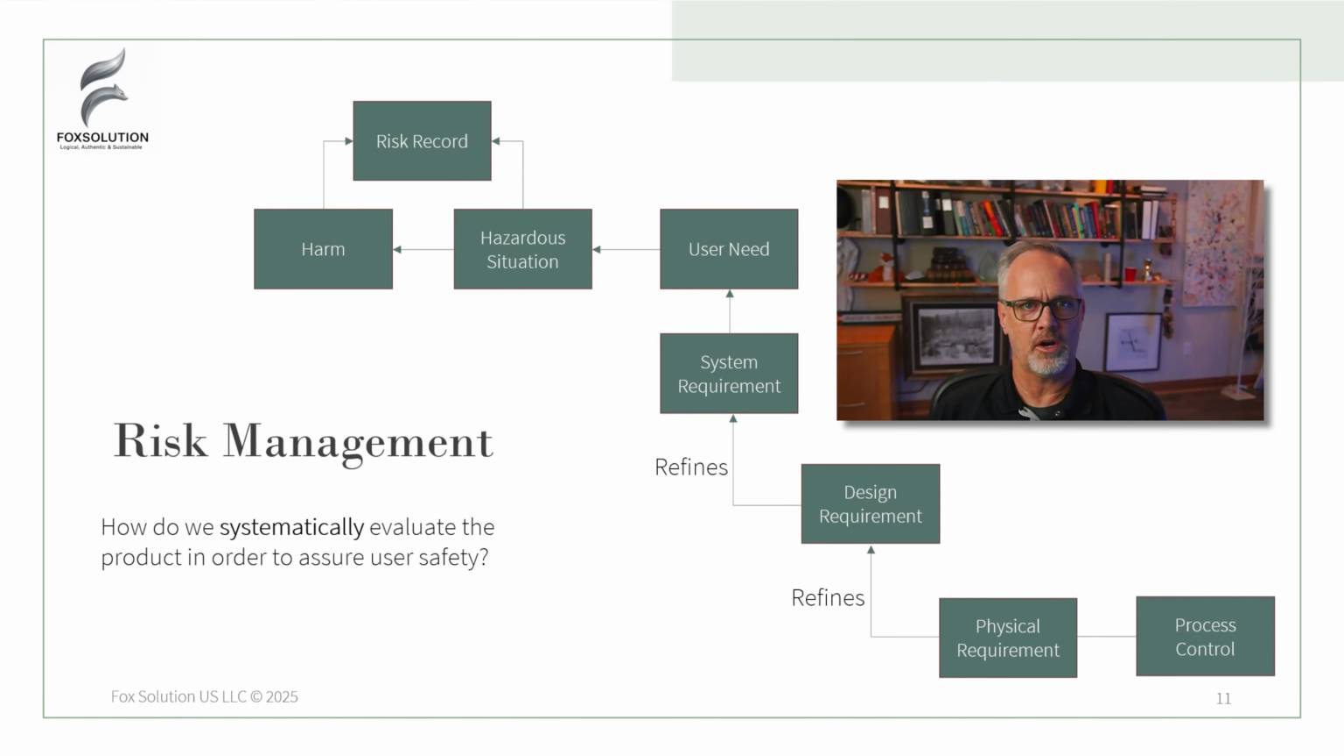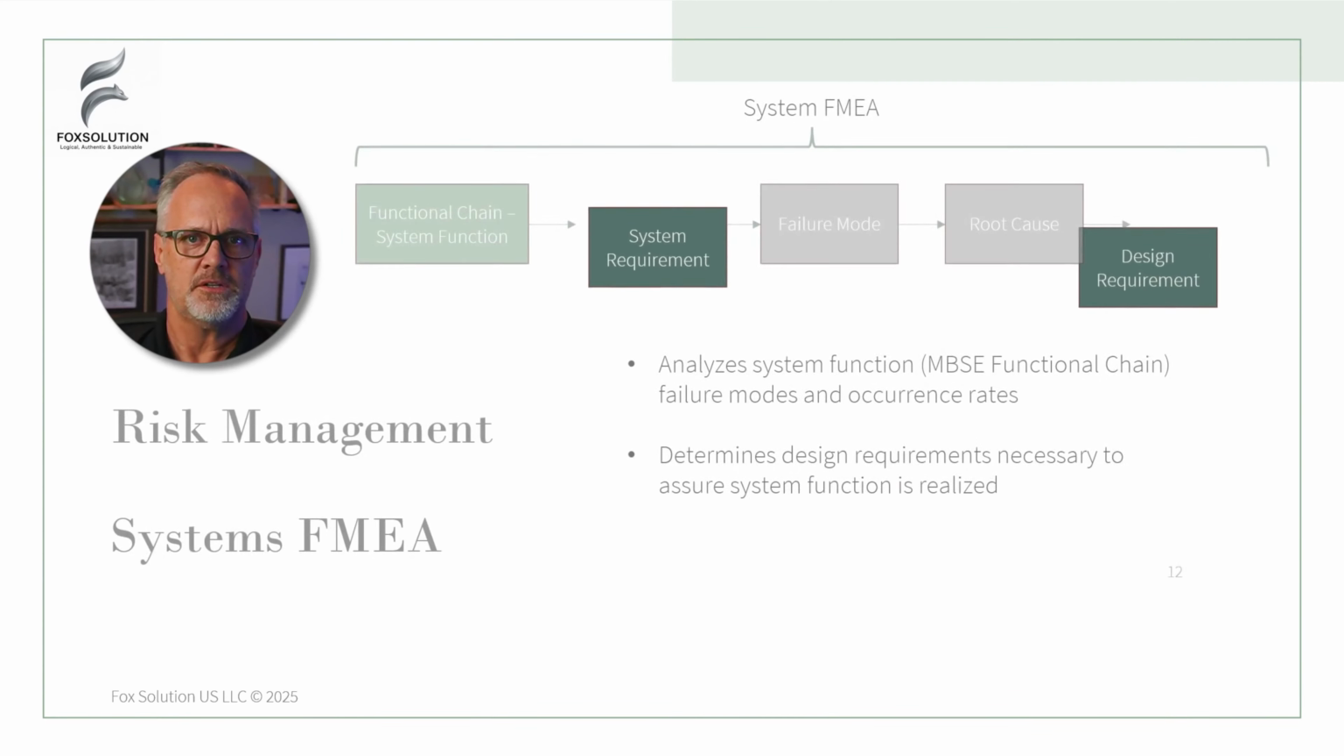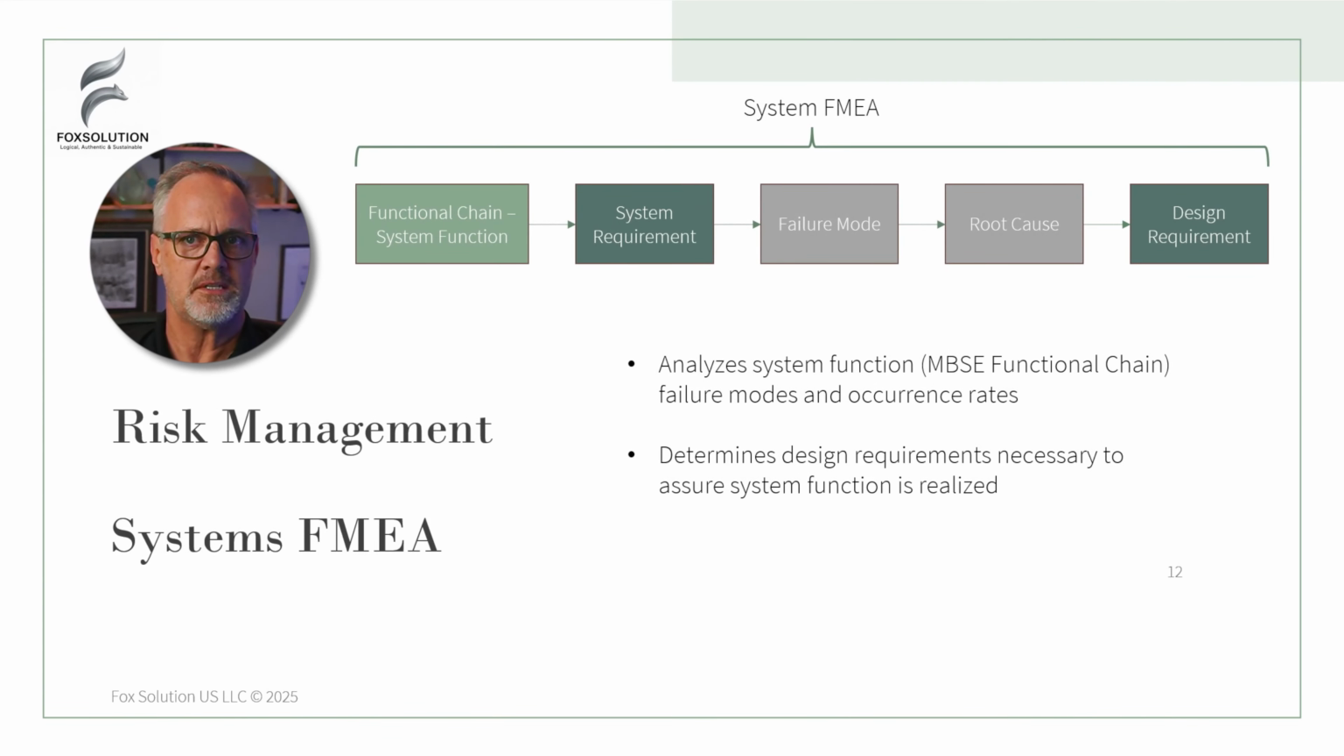So now we're gonna go back to our decomposition of the requirements, and we wanna understand now how we systematically evaluate this. We wanna talk about really FMEA structures. How is it we're going to inform each level of this design requirement progression in order to evaluate each line item for risk? So we're going to take those system requirements and design requirements.